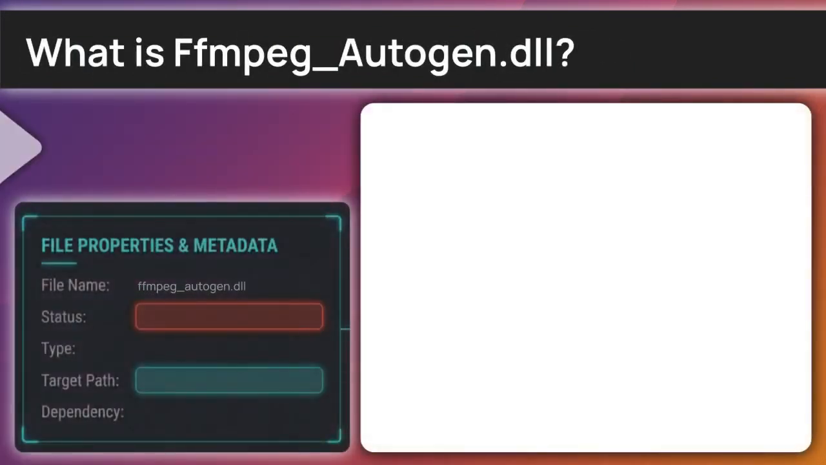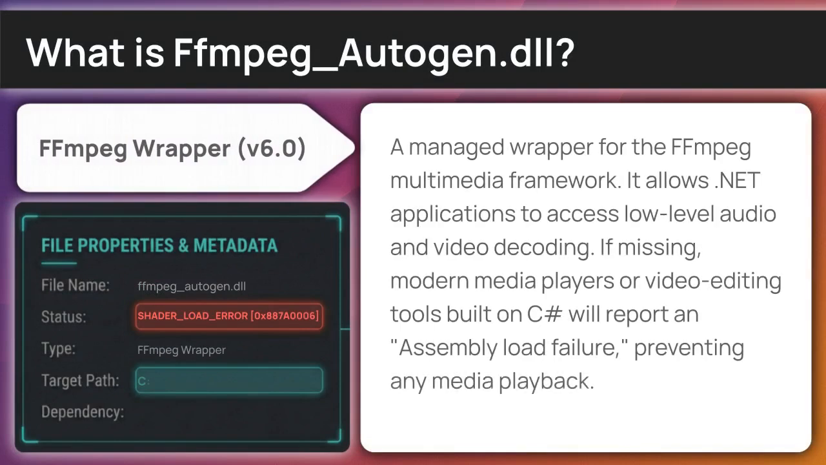This is the FFmpeg.AutoGen library, a managed wrapper for the FFmpeg multimedia framework. It allows .NET applications to access low-level audio and video decoding. If missing, modern media players or video editing tools built on C-Kext will report an assembly load failure, preventing any media playback. With the explanation out of the way, let's refresh the affected files.